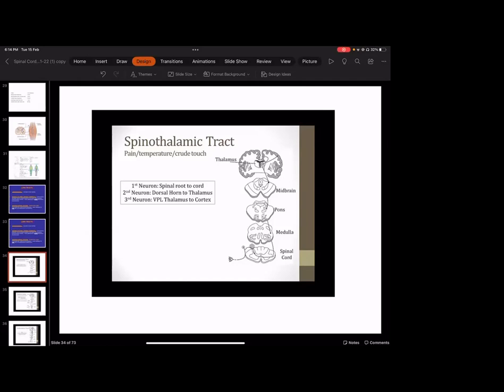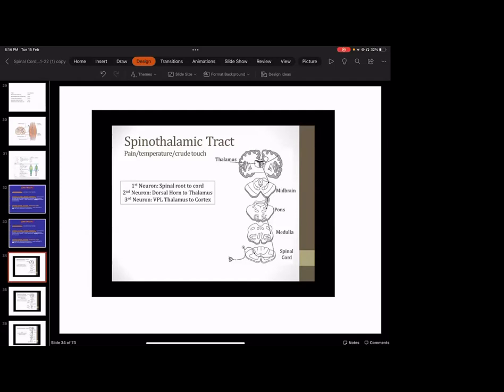Then it crosses, it goes from one side to the other. This is a very important point you have to understand: the spinothalamic tract goes from one side to the other side at the level of the spinal cord, not above. So the spinothalamic tract is the one that actually changes sides at the level of the spinal cord. So the first neuron goes from spinal root to spinal cord, then it changes sides, and then it goes all the way up.